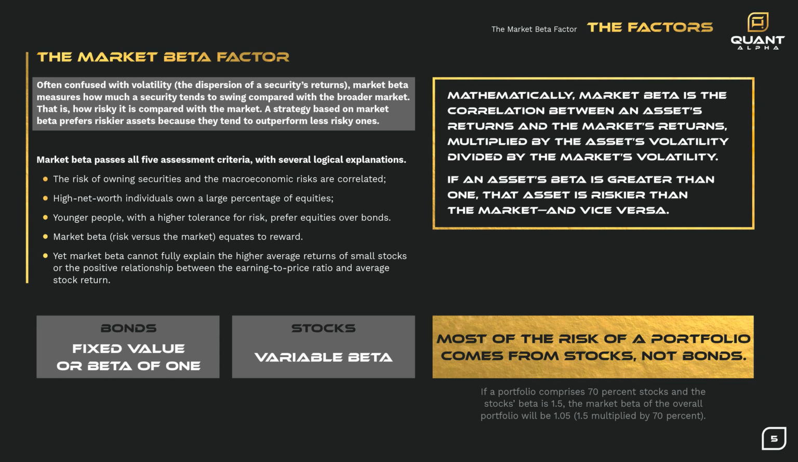Market beta passes all 5 assessment criteria, with several logical explanations. For example, the risk of owning securities and the macroeconomic risks are correlated. High net worth individuals own a large percentage of equities, and younger people with a higher tolerance for risk prefer equities over bonds. Clearly, then, market beta, risk versus the market, equates to reward. Yet, market beta cannot fully explain the higher average returns of small stocks or the positive relationship between the earnings-to-price ratio and average stock return.